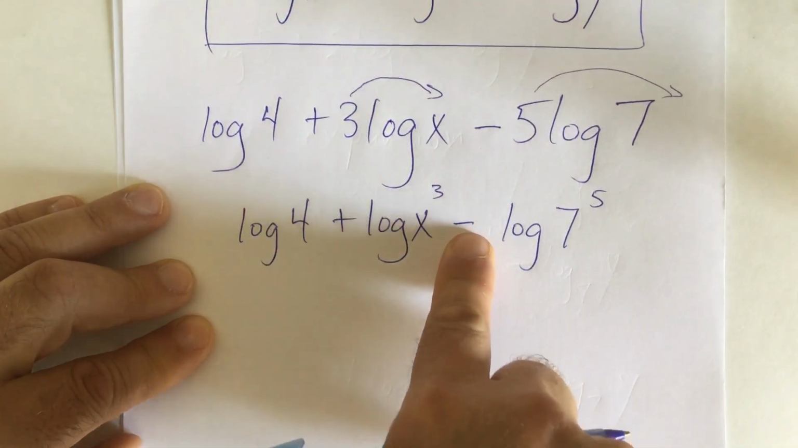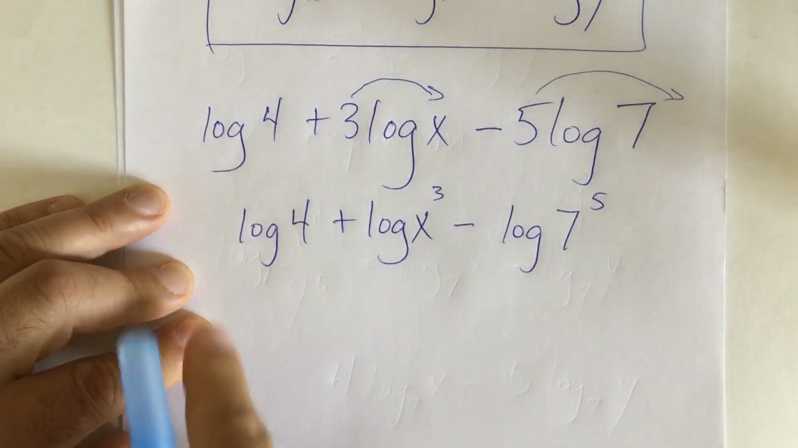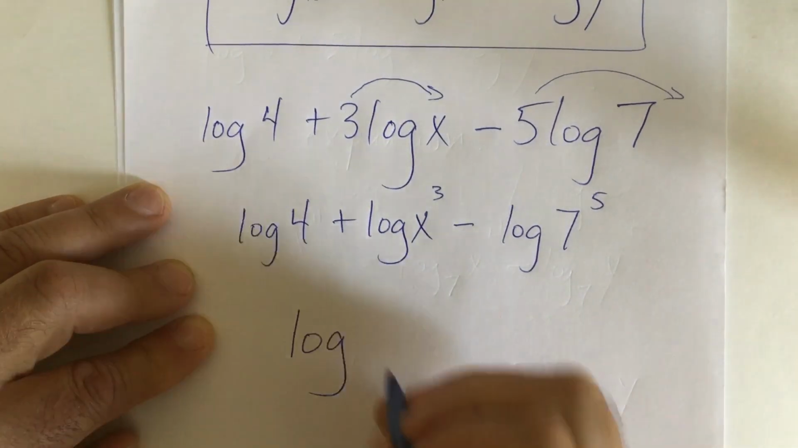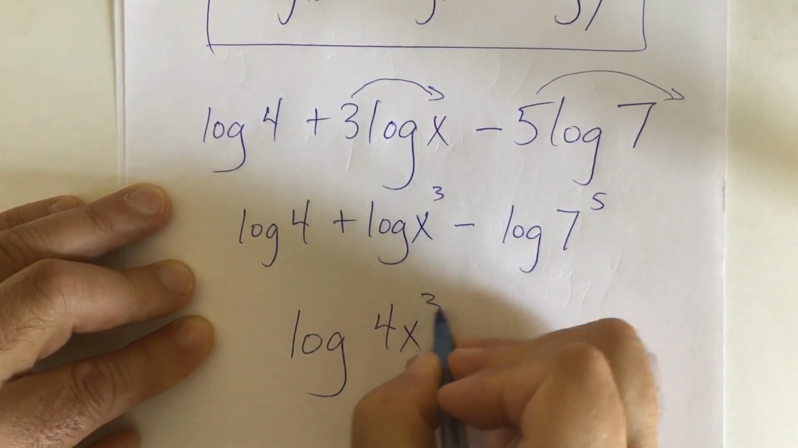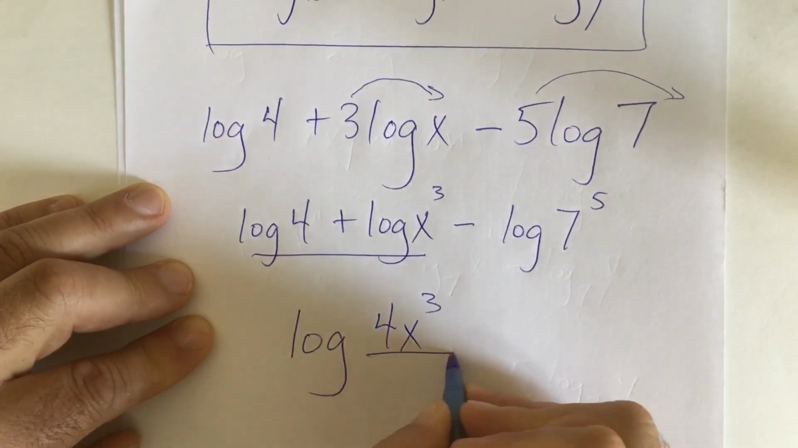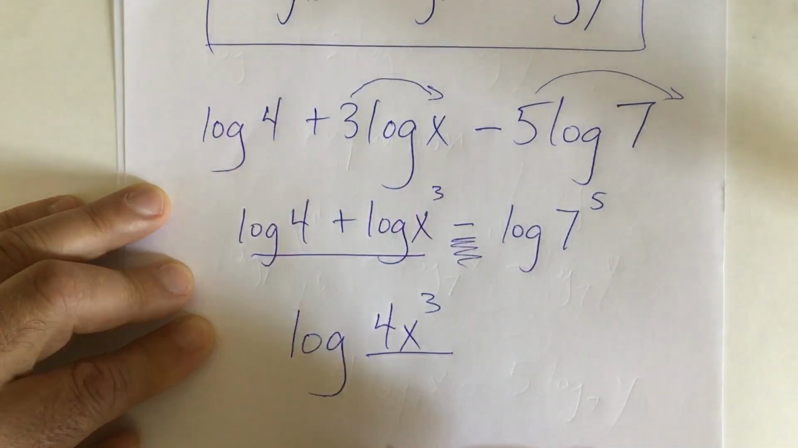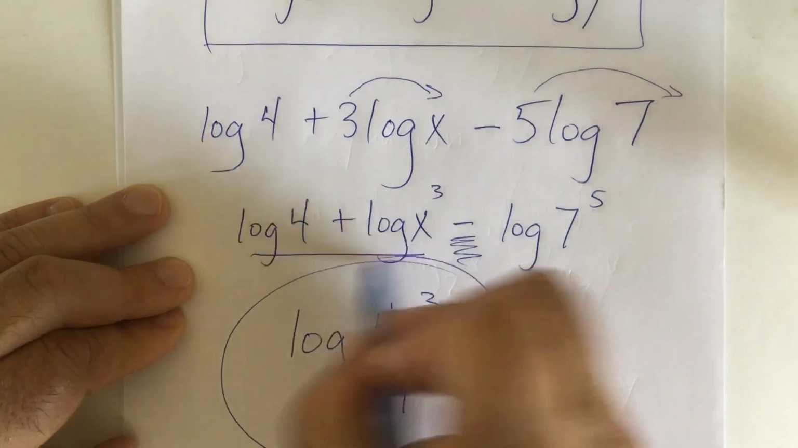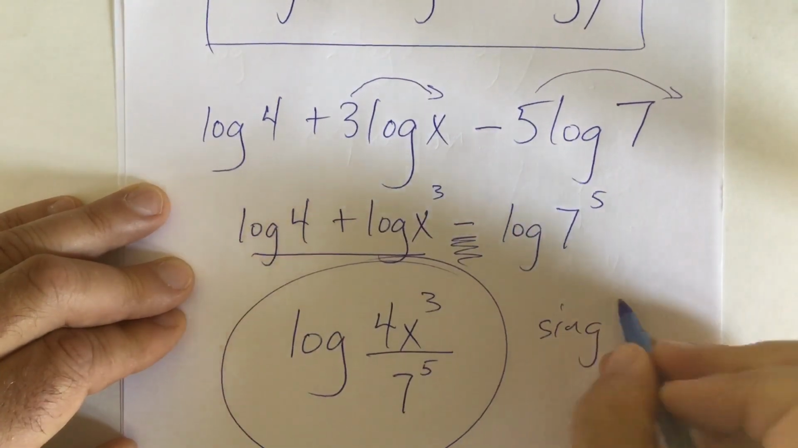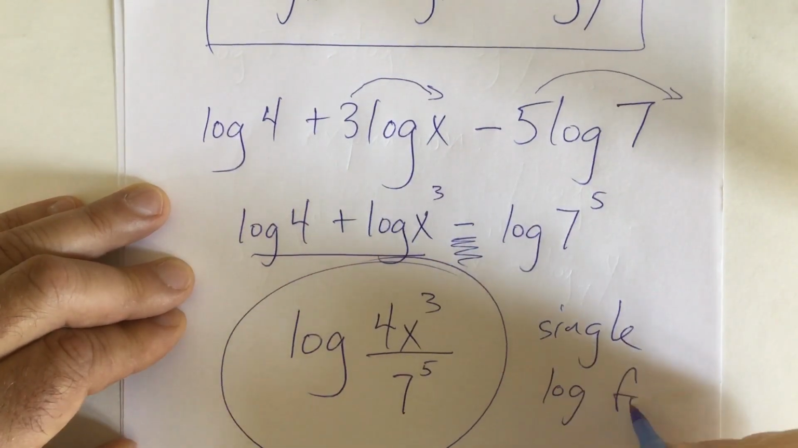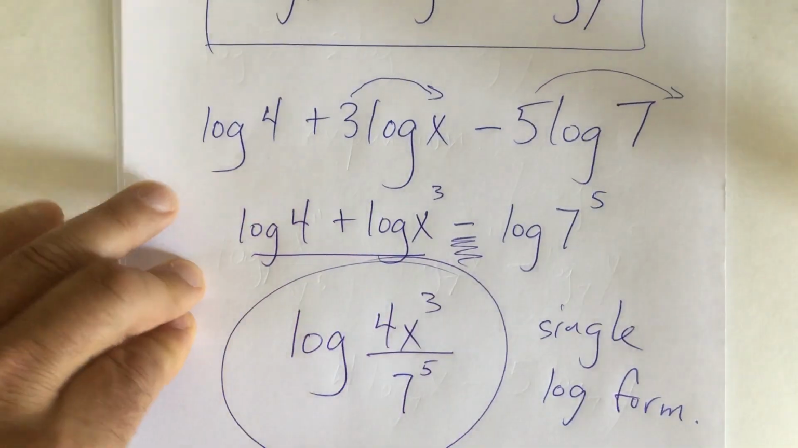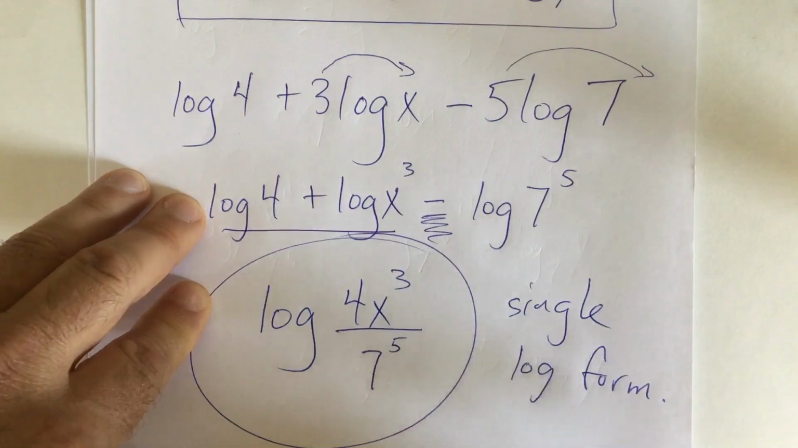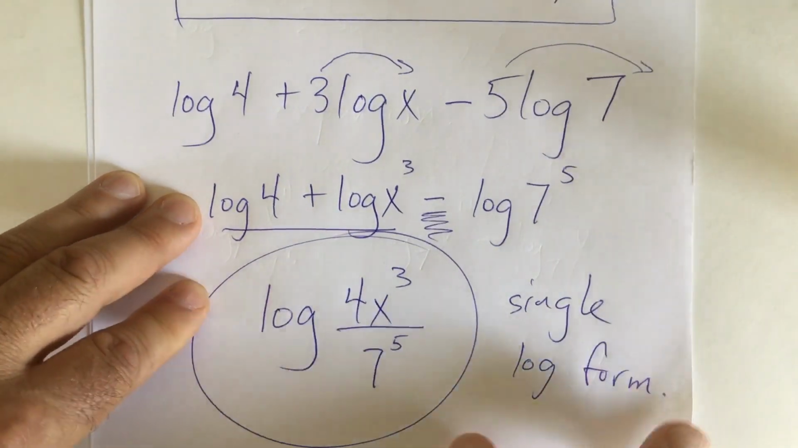Now I'd look at it and say, that's a product. That is a quotient. So I could now write this as a single log. And I could say log 4x cubed, there's my product, divided by, there's my quotient, 7 to the 5th. And this would be called single log form. So on the assignment that you guys are going to do for me, you're going to practice going from expanded to single, single to expanded. You're going to go forwards and backwards.